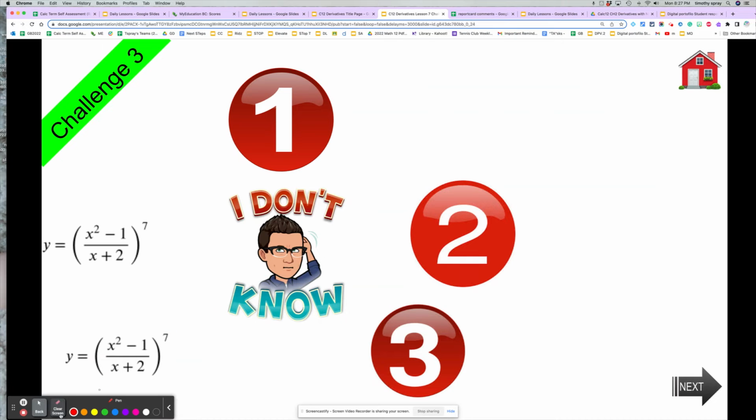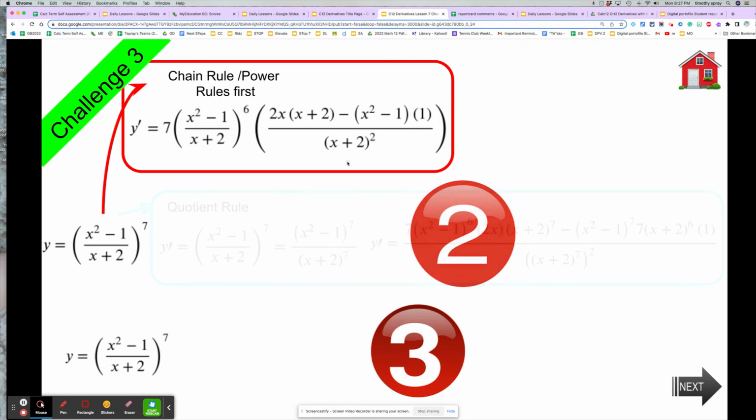So step 1, of course, would be to say, I don't know, but let's take a look at part 1. So part 1 could look like this. You'd end up pulling the 7 down, making that to the power 6. So that's why I have this business. And then I need to multiply it by the derivative of this term here.